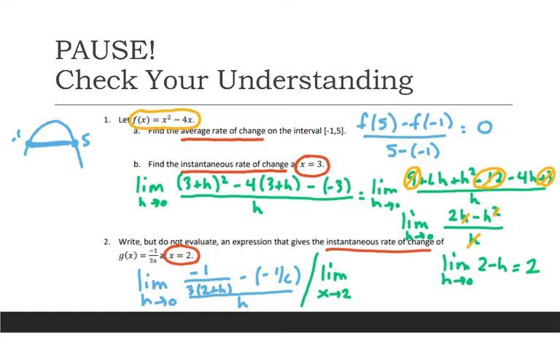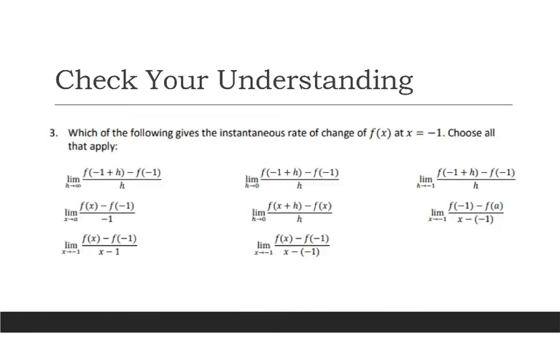We start with our function, negative 1 over 3x. We subtract the value of our function at 2. So we have negative 1/6. And we put this over x minus 2. And same idea, if we were actually evaluating it, we would simplify doing algebra and we'd get the same answer either way. So the idea here is you can find an instantaneous rate of change at a specific value using either definition.